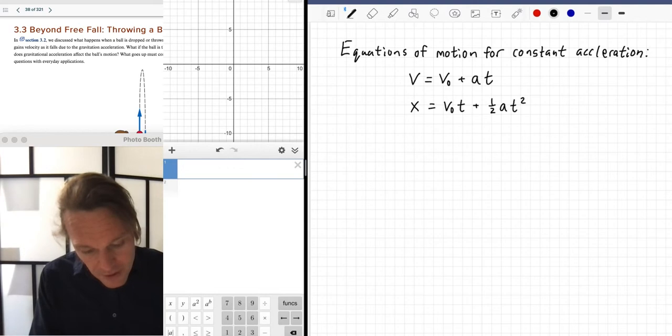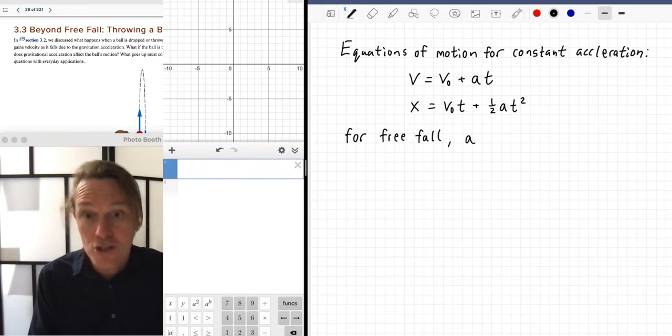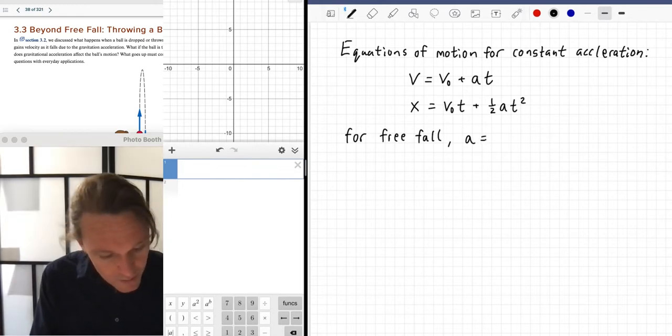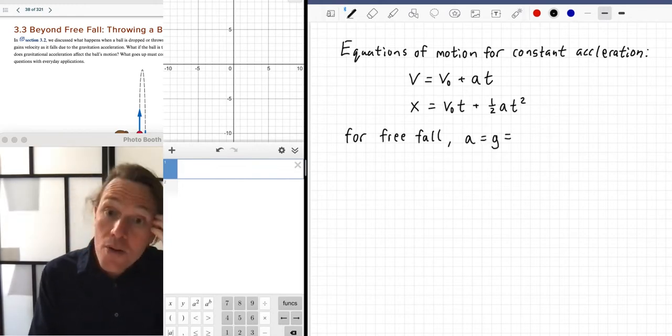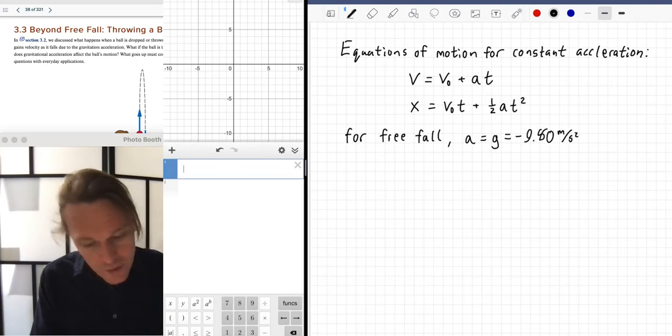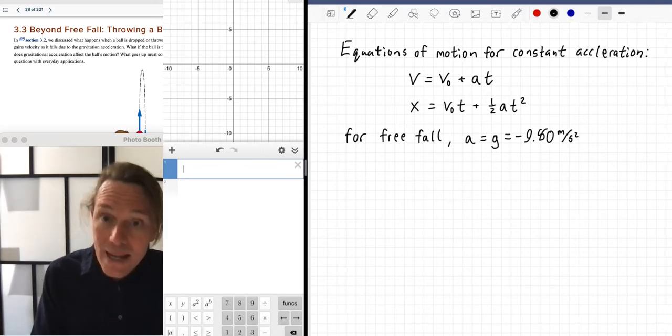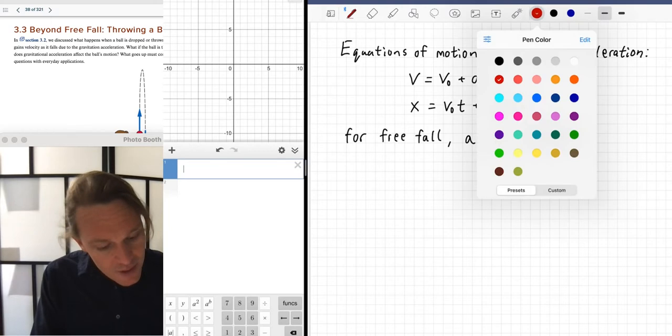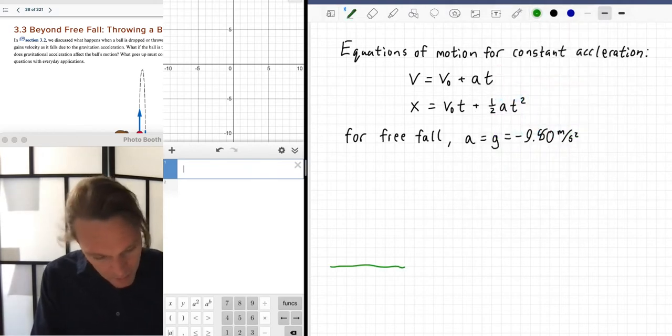So specifically for gravity, for free fall, a is not just some acceleration, it's always going to be equal to g, and we're going to call that negative 9.8 meters per second squared. Hopefully we're familiar with those units. Why negative? Because I'm basing everything off of the following coordinate system, which is definitely the more typical one, so I don't think you'll have an issue with this.